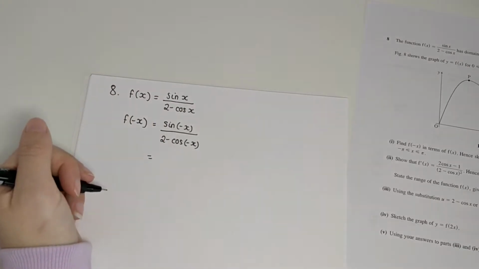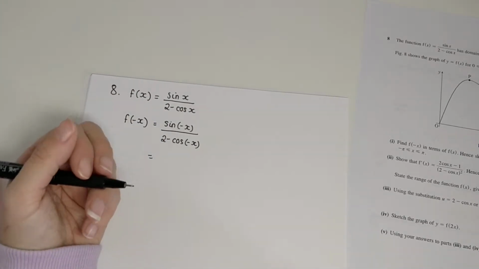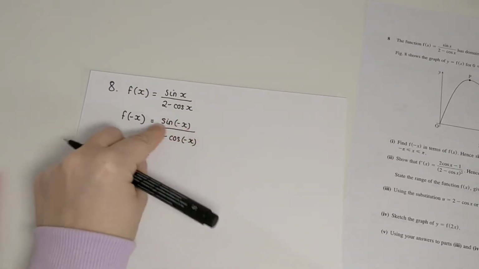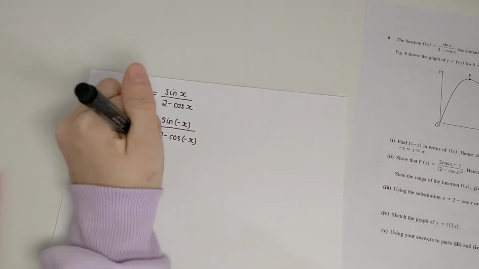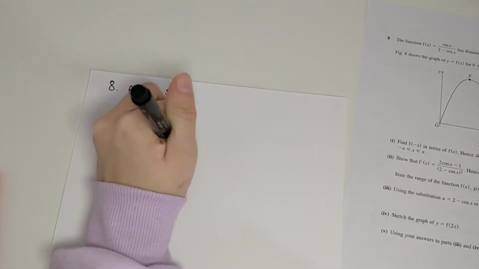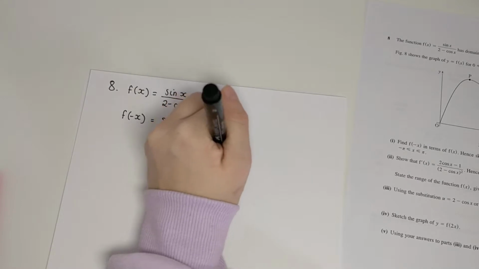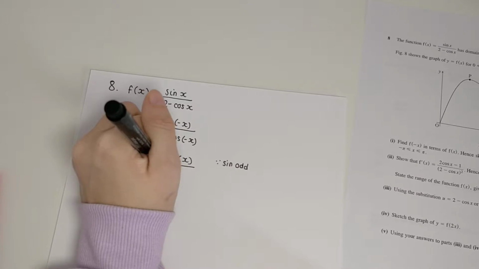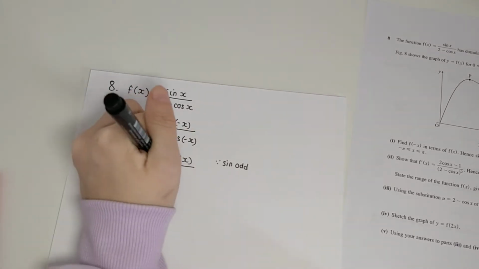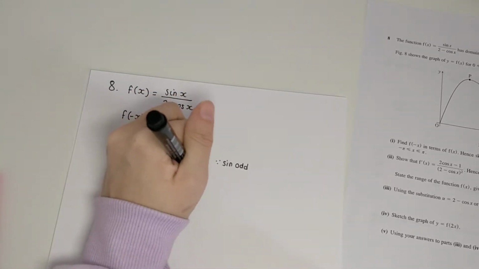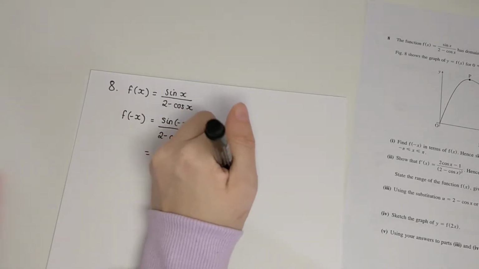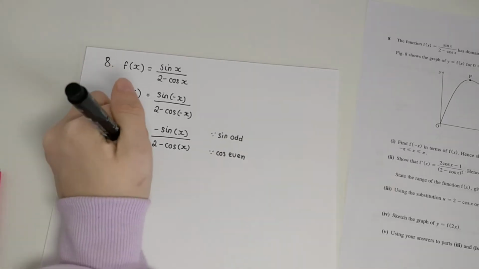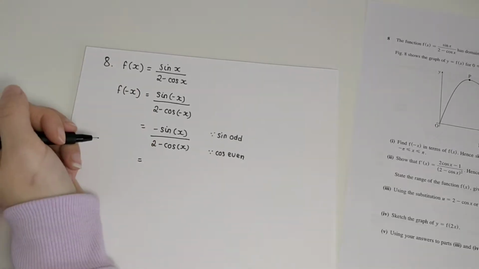Now, something you really need to know off by heart is that sine is odd and cos is even, because that makes these things really easy. Because I know that sine is odd, which means that this negative can move outside. And cos is even, which means that the negative can just disappear. And I'll just write that just in case they're suspicious of my intentions.